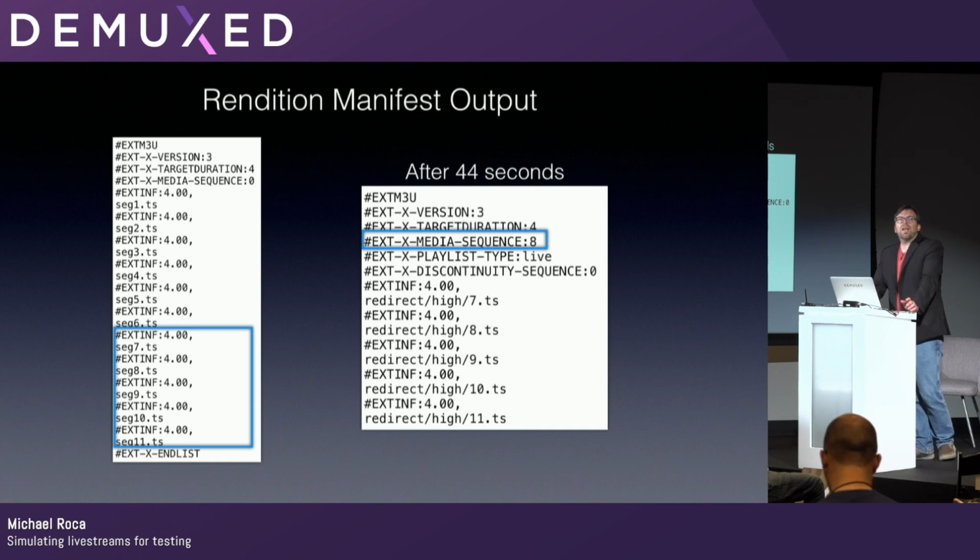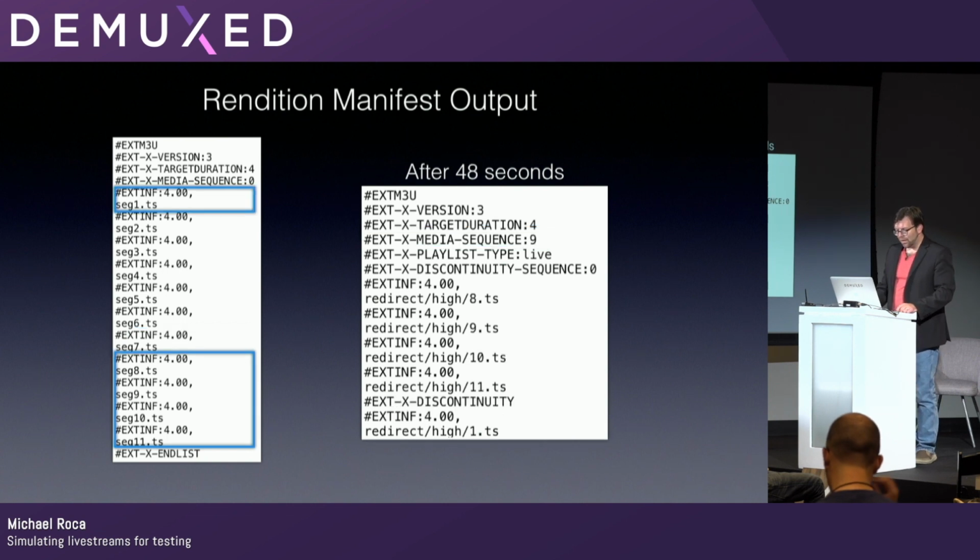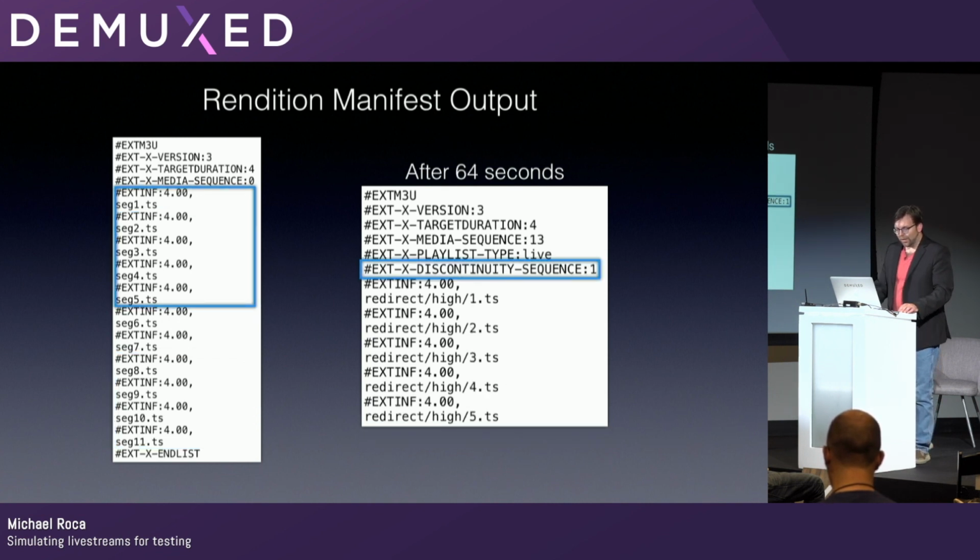But what happens when it gets to the end of the manifest? It throws a discontinuity and starts the stream over again. As you'll see here, the first segment is the last one on the simulated stream. It'll continue to loop this over and over again indefinitely until you shut off the server. As the discontinuity drops off the manifest, the discontinuity sequence is increased by 1, and the process is continued.